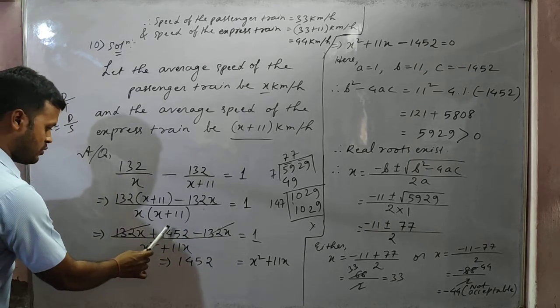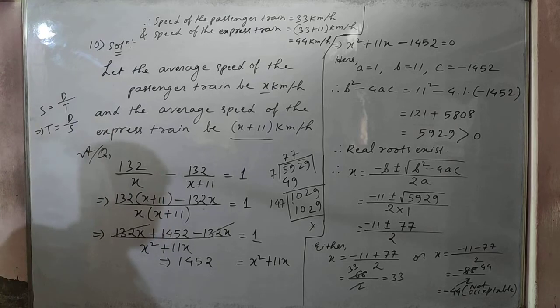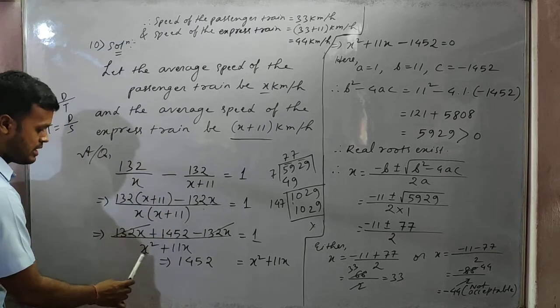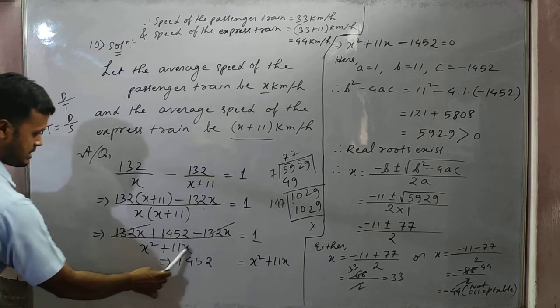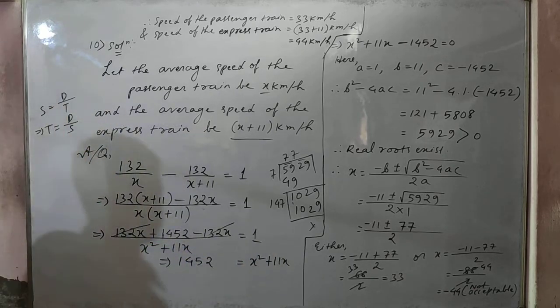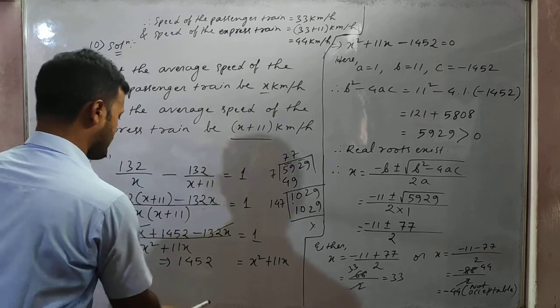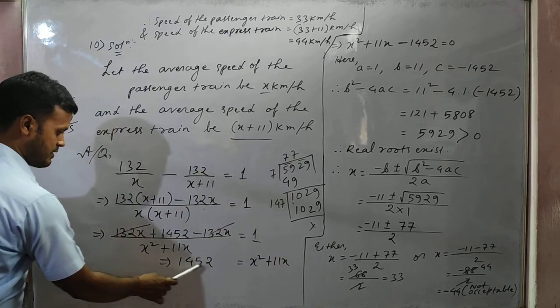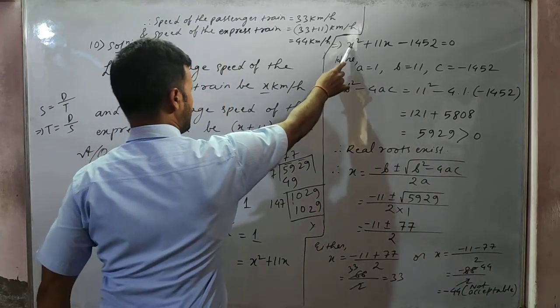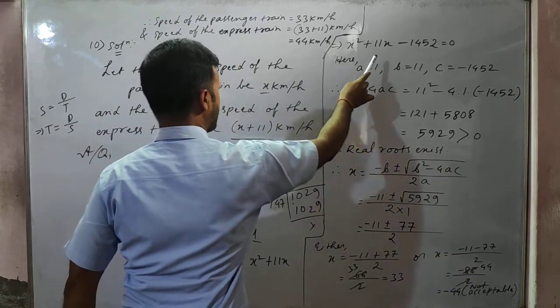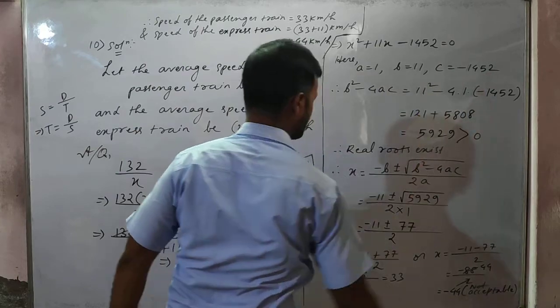So 1452 will stay here on the left hand side. x square plus 11x is there, no? If I cross multiply, then 1 into x square plus 11x will be multiplied with 1. So x square plus 11x will become, and 1452, if I take it to the right hand side, it will become minus. Now a is equal to, along with x square, what is there? 1. So a is equal to 1, b is equal to 11, and c is equal to minus 1452.